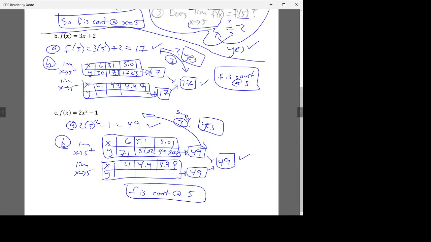And then this is a line. Is there any division? No. Is there any square roots? No. So it's continuous everywhere, really. And then this one, same thing. Is there any division? No. Is there any square root? No. It's squared, but not square root. So we don't have to worry about any of that. So you really could argue it that way. So it's continuous everywhere, therefore it must be continuous at 5.